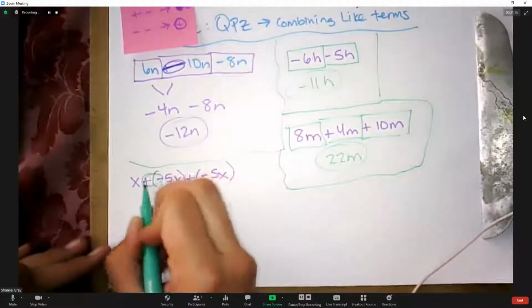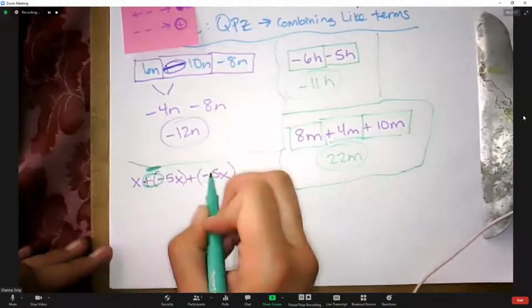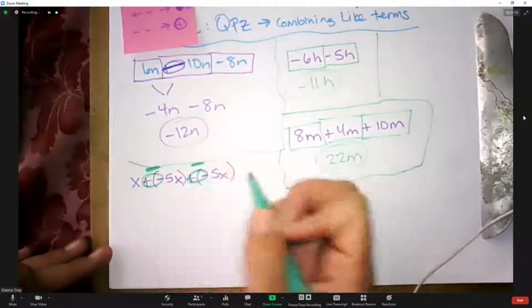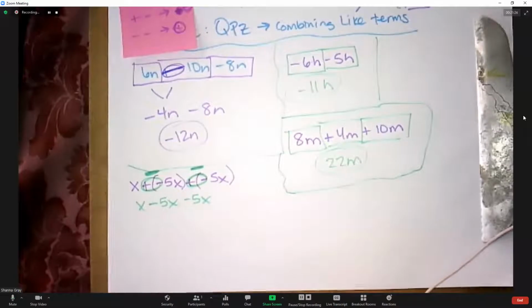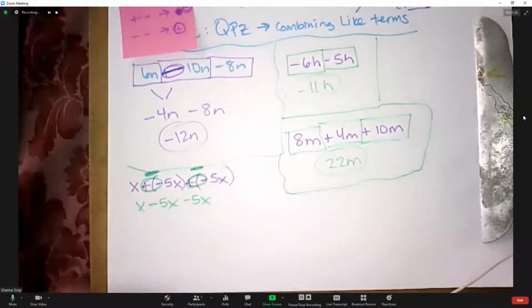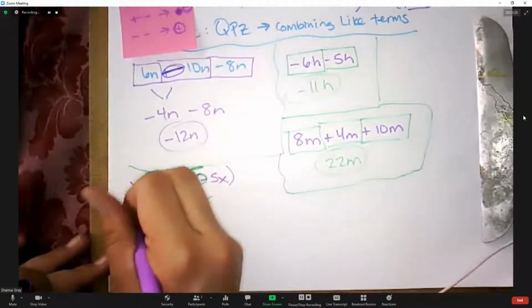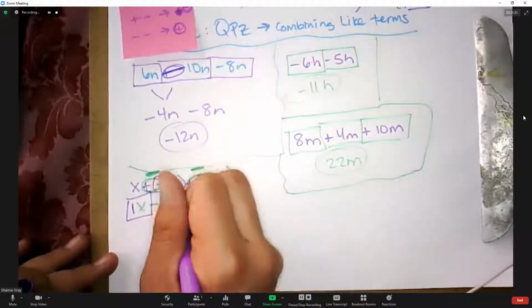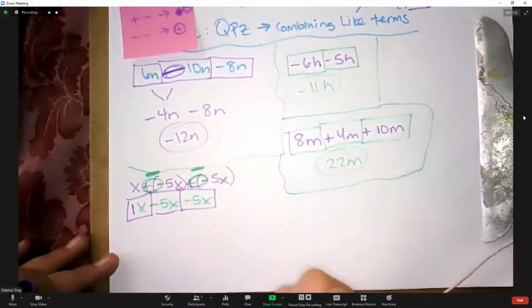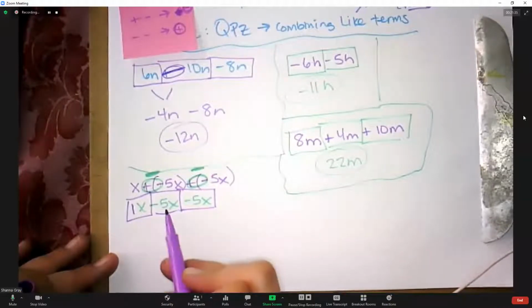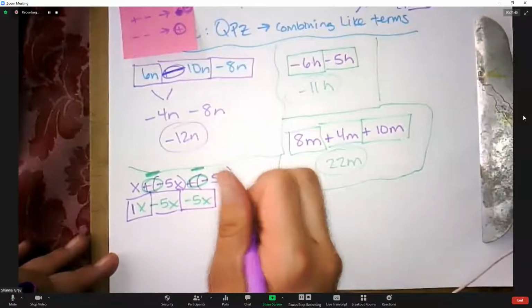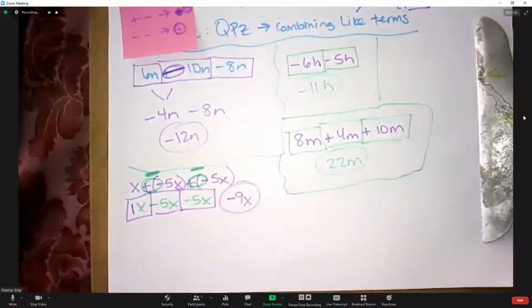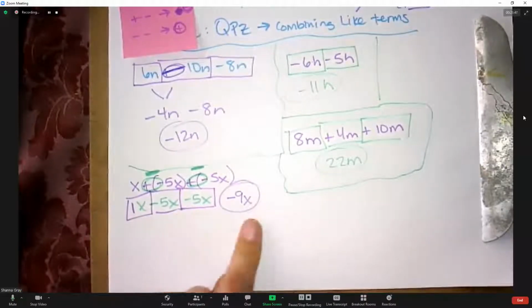And then this is really a minus sign. And this is really a minus sign. I'm really saying x minus 5x minus 5x. So if I split those up, I have an invisible 1x here, a -5x there, and a -5x there. So if I have $1, but then I spend 5 here and then I spend another 5 here, I'm going to end up with -9x. But I had $1, but I spent 10, so I owe somebody 9.